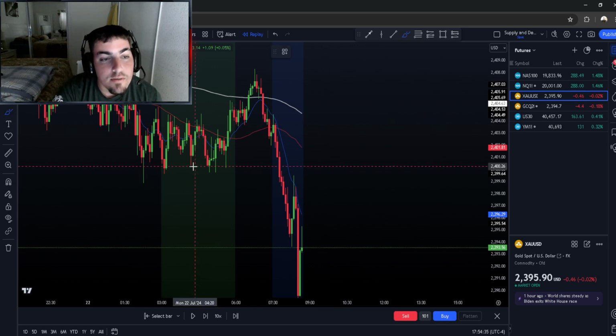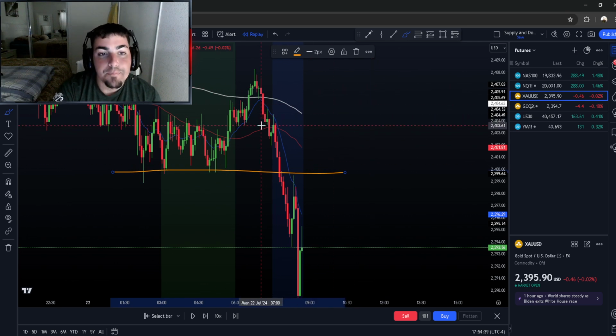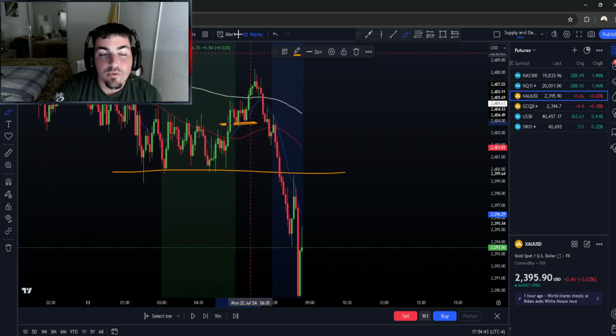I was waiting for something more clear, more of a break of structure over here. It was Monday, so I am not trying to force a trade just because we broke a minor low.